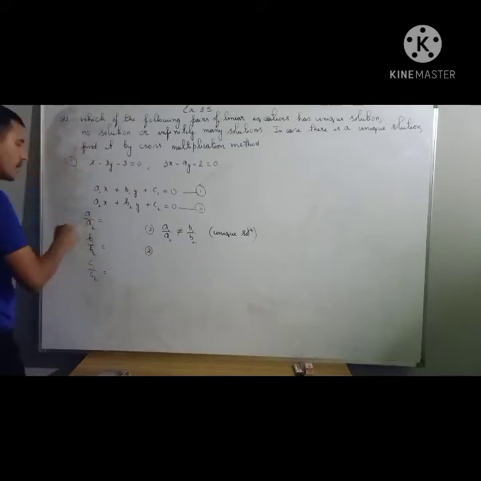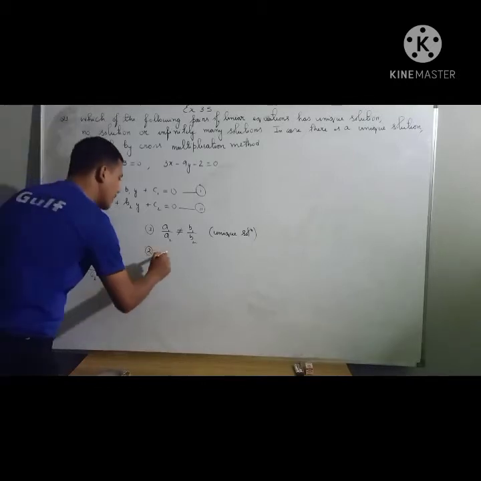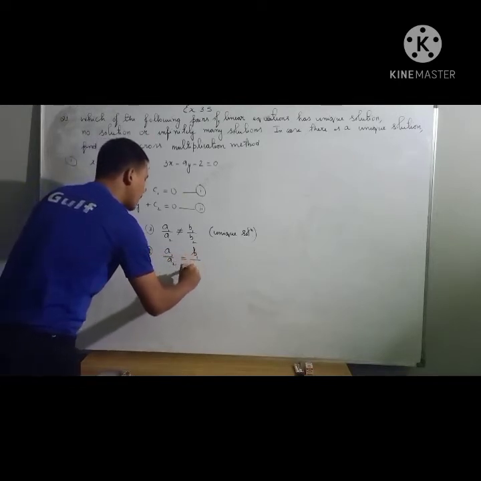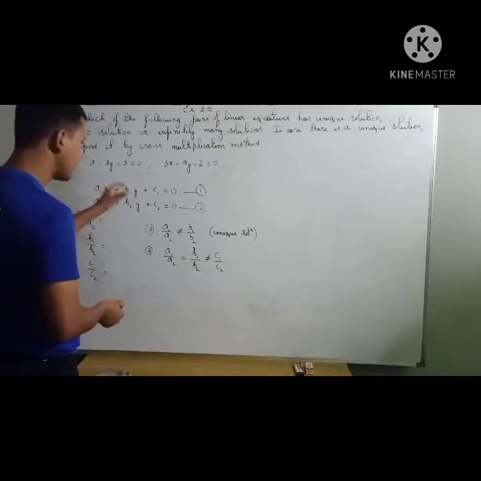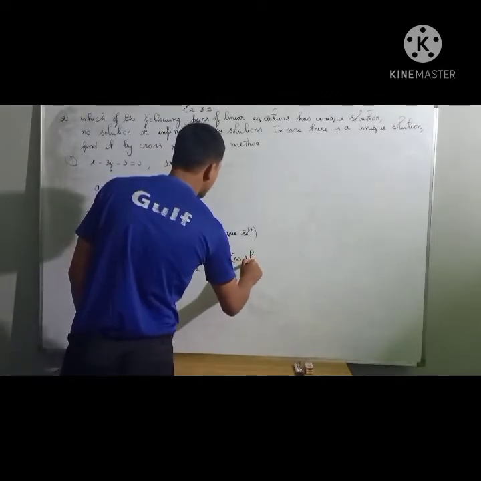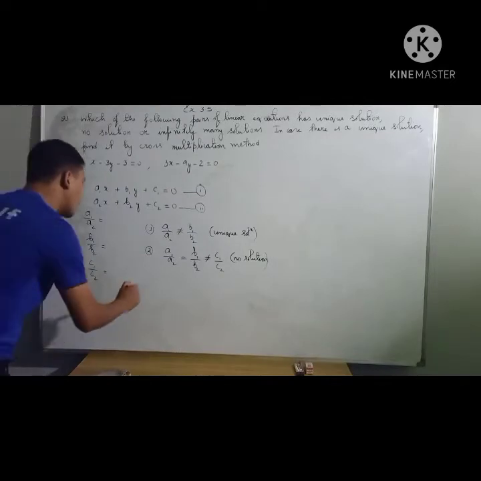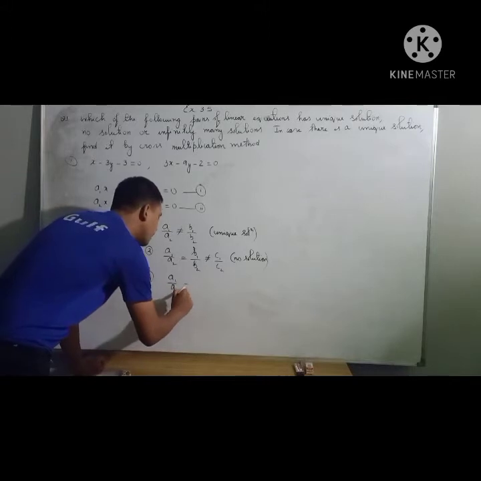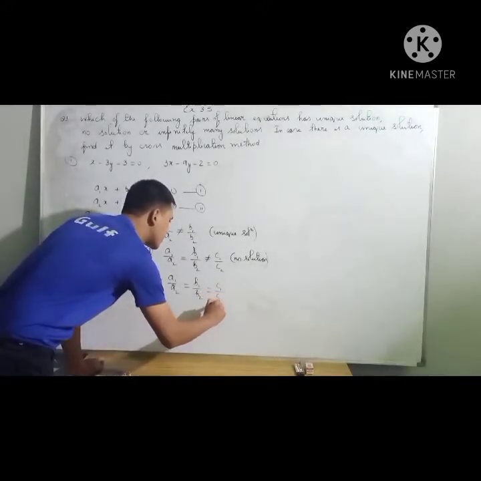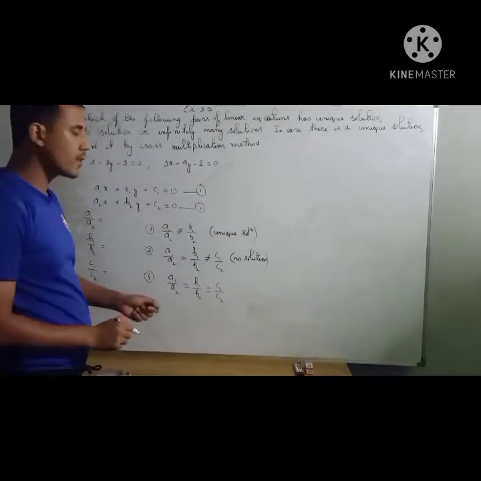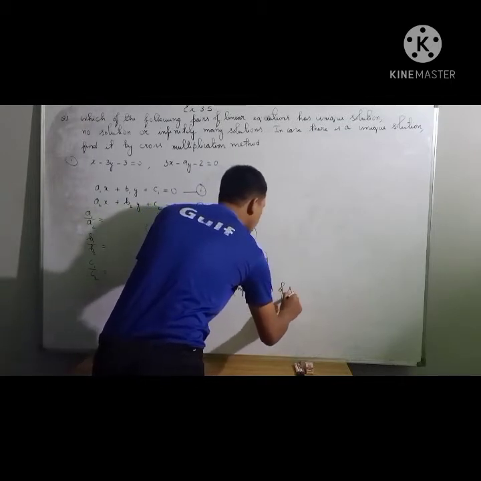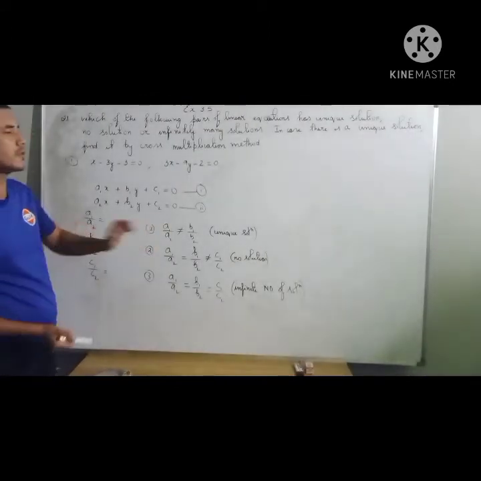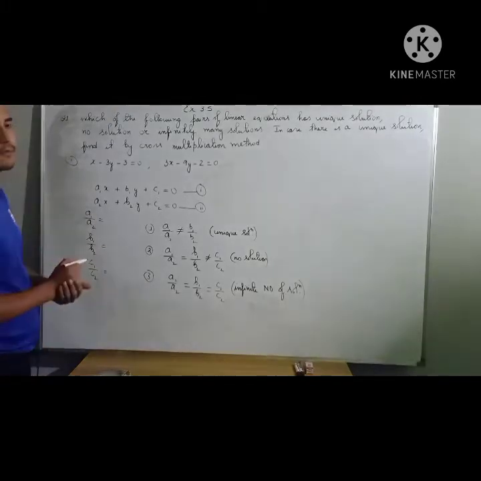The second case: if you observe that the first two ratios are equal, but they are not equal to the third ratio, that is, if a1 by a2 is equal to b1 upon b2, but it is not equal to c1 upon c2, then the given pair of linear equations has no solution. But if all the three ratios are equal, if a1 upon a2 is equal to b1 upon b2 is equal to c1 upon c2, then your given pair of linear equations has infinitely many solutions. So these are the three cases, the three types of solution that a pair of linear equations in two variables can have.